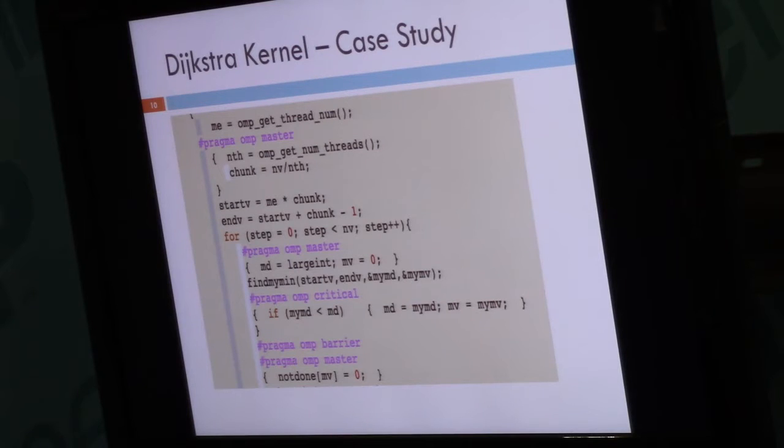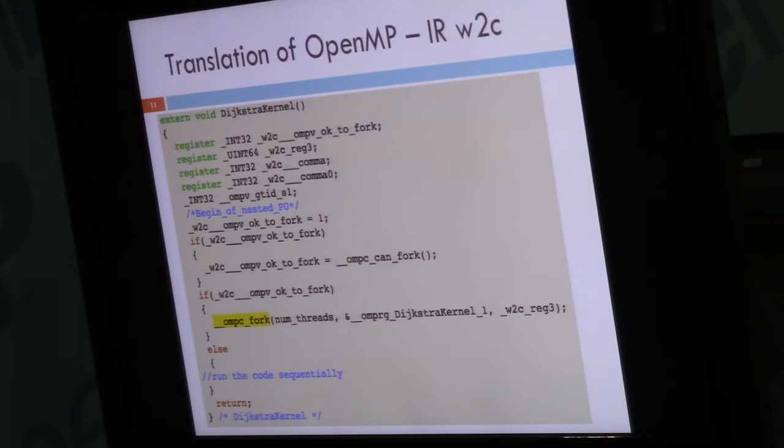We have considered applications from MiBench, which is an embedded benchmark suite, and we have also used applications from Rodinia, which is a heterogeneous benchmark suite, mostly meant for CPUs and GPUs, but we used some smaller codes that were usable for embedded systems. So Dijkstra is from MiBench, the embedded benchmark suite. That's the OpenMP version for you. And that's a translation of OpenMP using the OpenUH compiler.